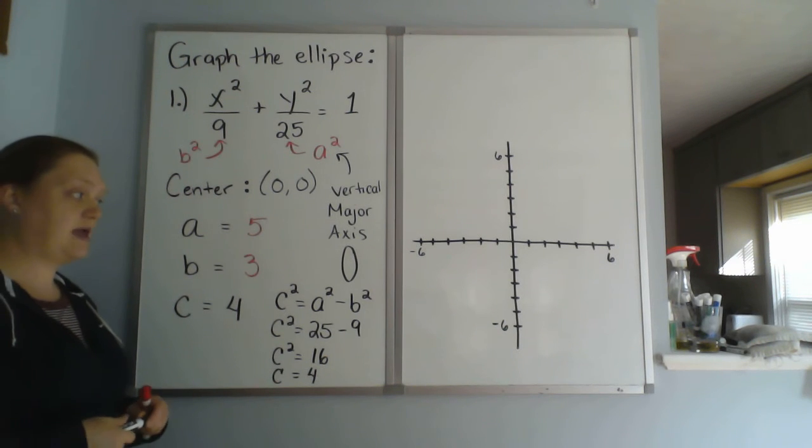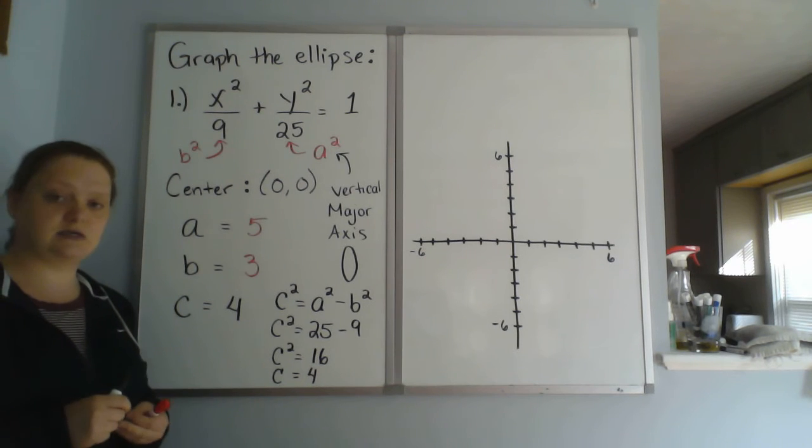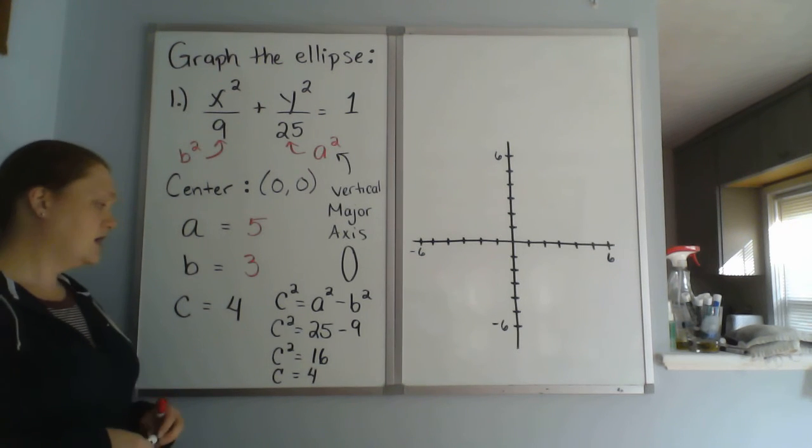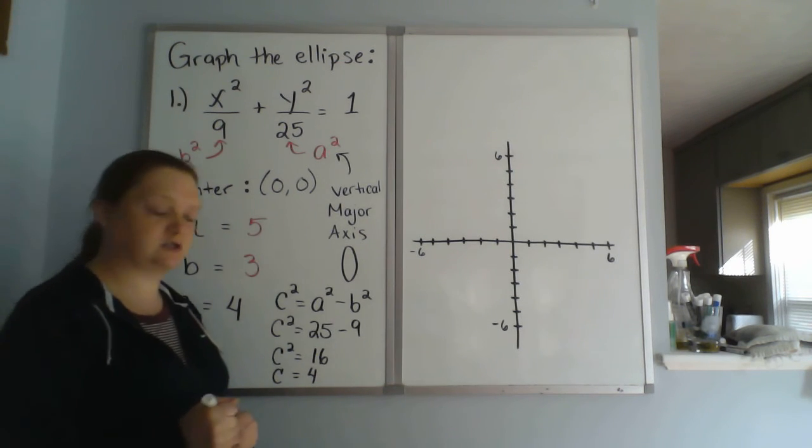So now at this point we have enough information. We know our center, we know how long our major axis is, how long our minor axis is, and where our focus points are going to be. All right, so let me explain how you're going to figure out which points go where.